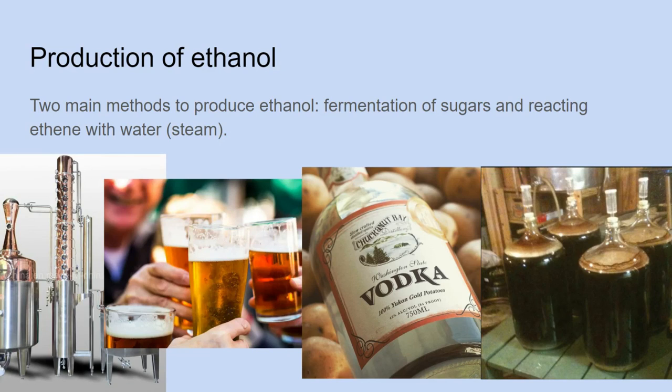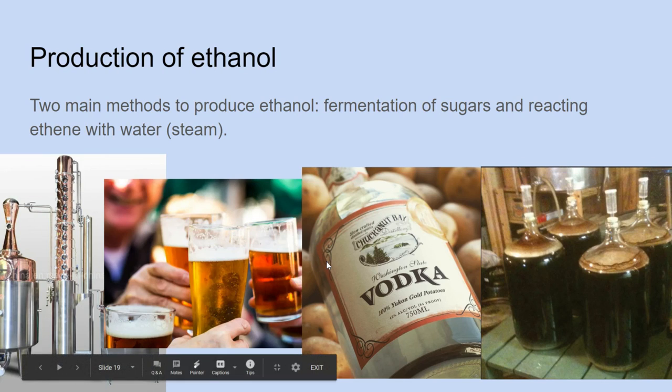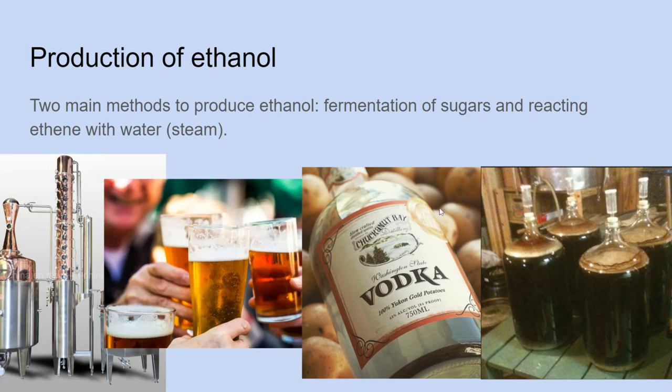Okay, you're expected to know the positives and the negatives of both methods, and we'll go through those in a bit. So on the screen right now, you can see a couple of examples of alcoholic drinks that contain ethanol. So you've got a vodka here that's produced from potato starch. So they'll use the potatoes, they'll add some yeast, and the yeast will ferment the sugars found in potatoes, the glucose, the starch, into vodka.